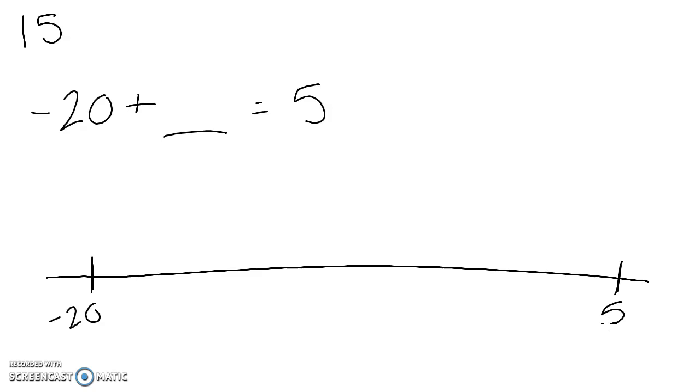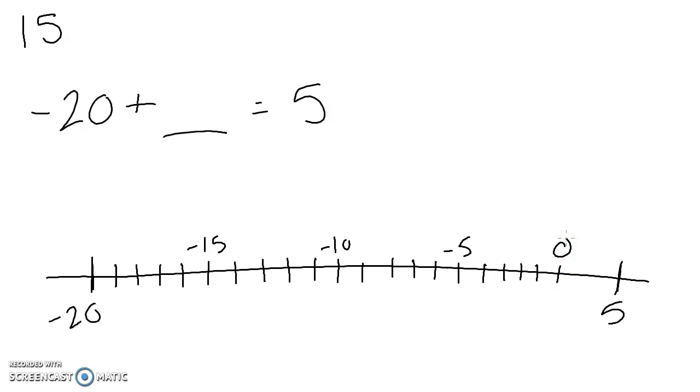So let's see, if I have negative 20, negative 19, negative 18, negative 17, negative 16, negative 15, so that's a negative 15, negative 14, negative 13, negative 12, negative 11, negative 10, that's a negative 10, negative 9, negative 8, negative 7, negative 6, negative 5, negative 4, negative 3, negative 2, negative 1, 0, 1, 2, 3, 4, 5. Keep running out of room.